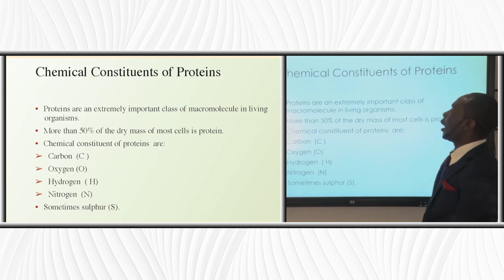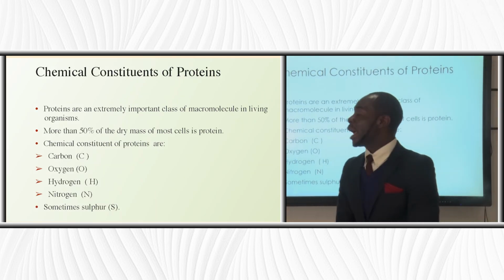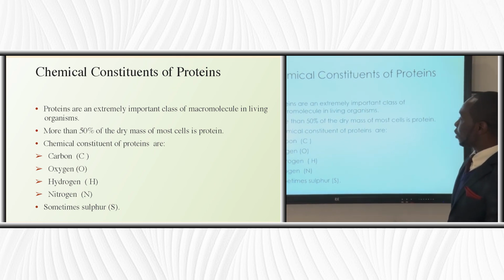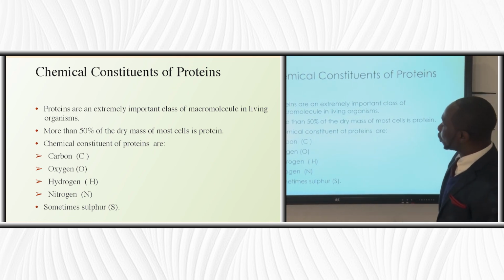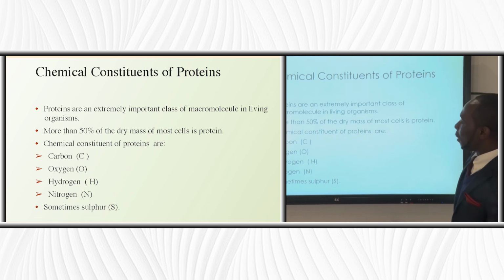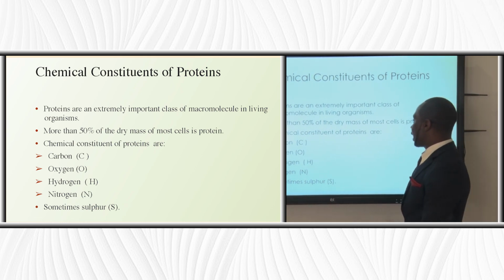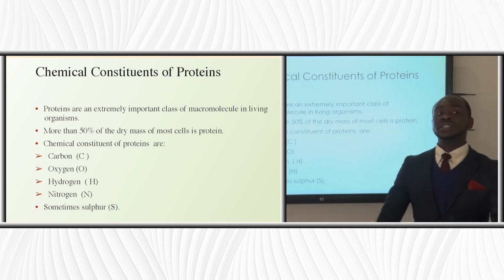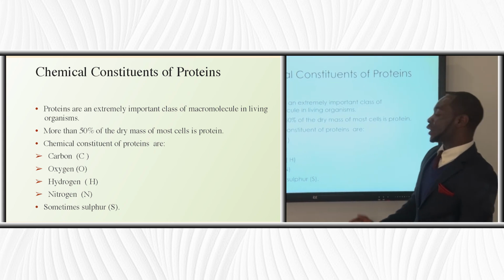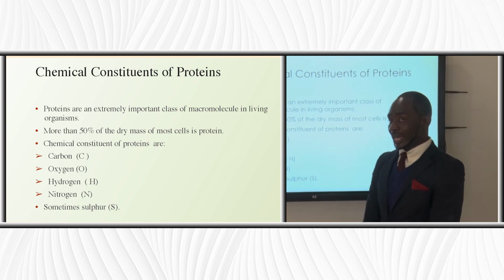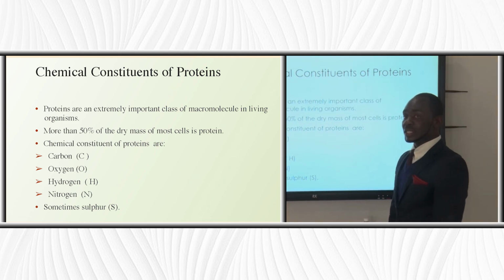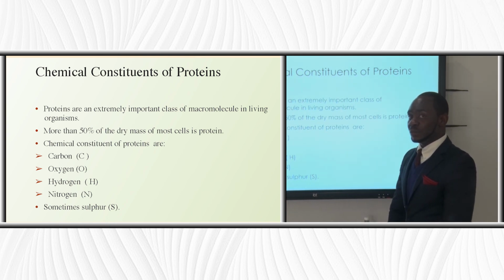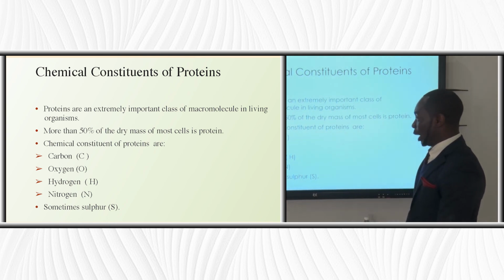Let's look at the chemical constituents of proteins. Proteins are an extremely important class of macromolecule in living organisms. More than 50% of the dry mass of most cells is proteins. So proteins make up almost 50% of the dry mass of living organisms. You can actually see why they are an extremely important class of macromolecules to these living organisms.